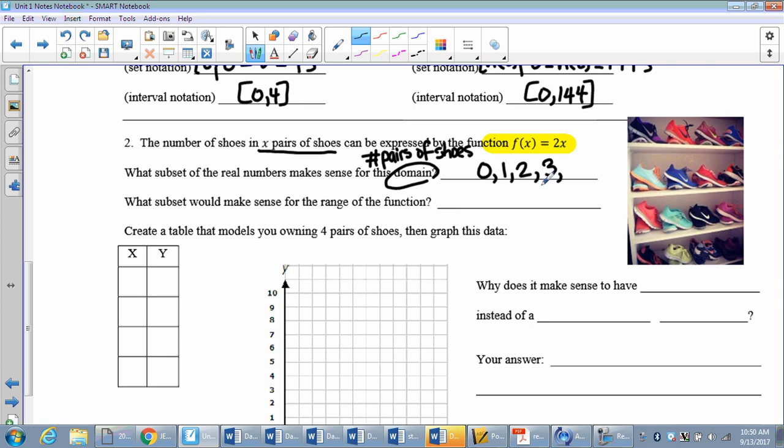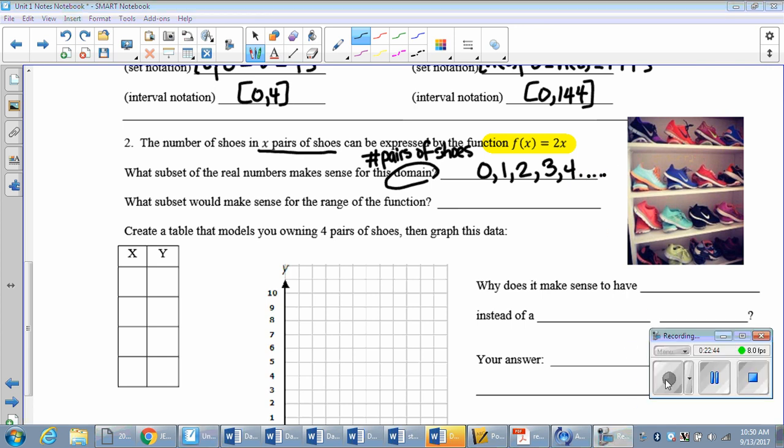Can you have 3.5 pairs of shoes? Technically, I guess that would mean you lost a sneaker. I'm not really sure you would wear 1 shoe and a sock. So for real world purposes, we are going to reason that we cannot have half pairs of shoes. So it's going to go 0, 1, 2, 3, 4, and going to keep going.